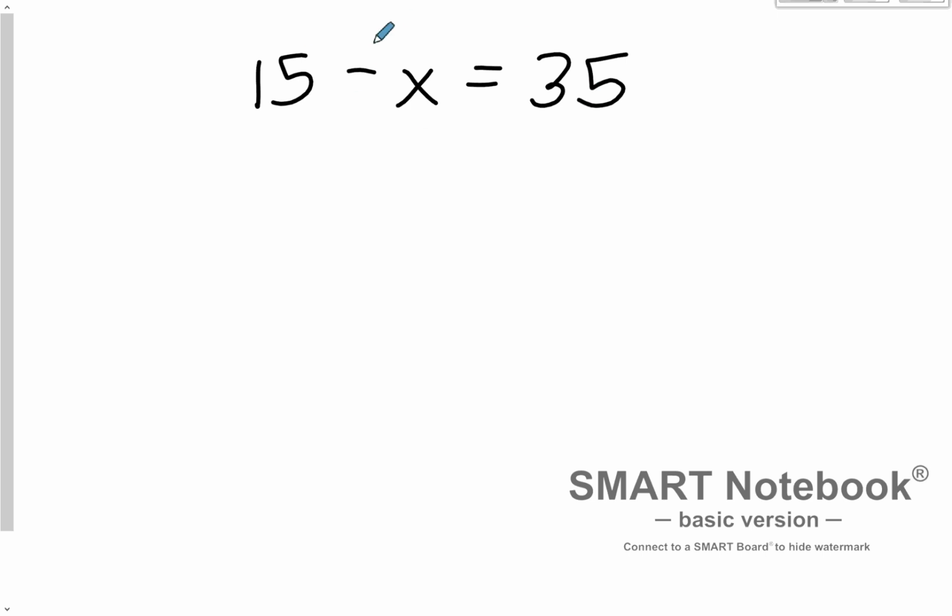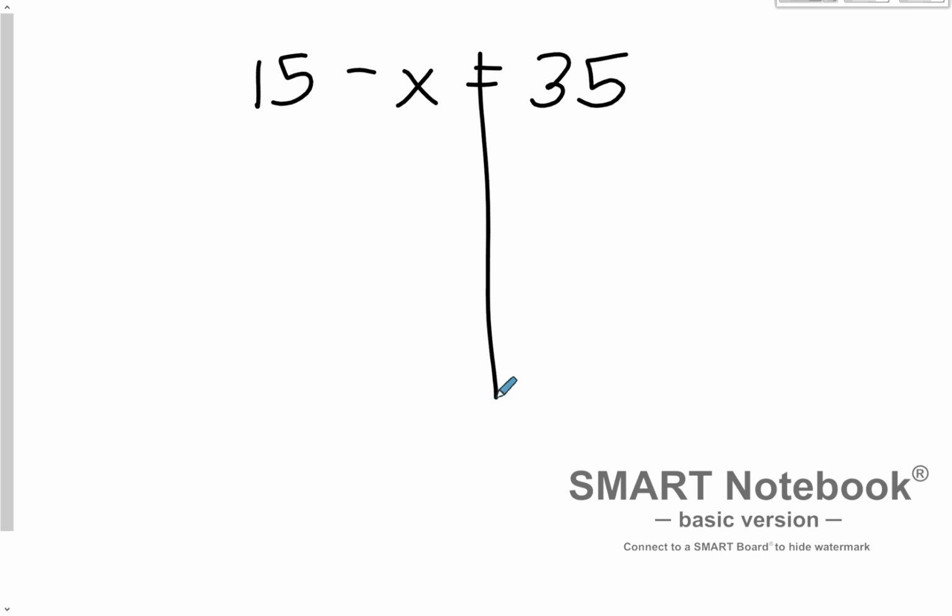Now, this situation only happens when we're subtracting x. Remember, when we have x minus 15 equals 35, that's different because we can just add 15 to both sides and the whole thing cancels out and we're left with a positive x. It's only when we are subtracting x that we need to worry about this. I just want to make that clear.